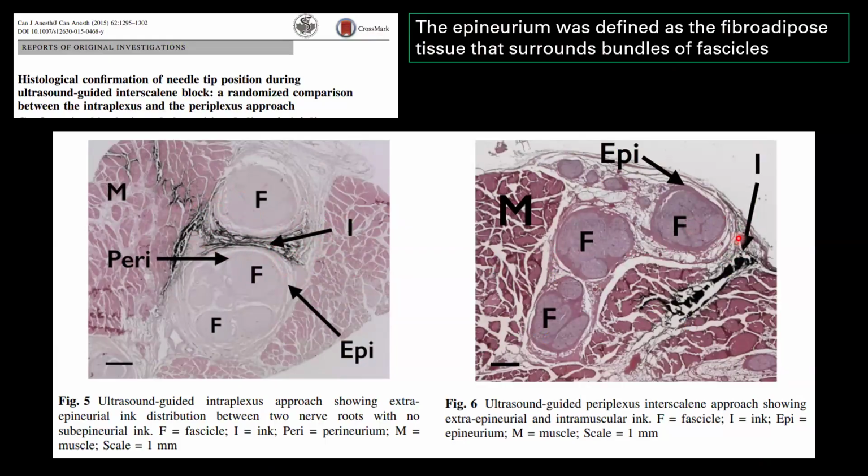While they injected the periplexus, it was quite away from the fascicles, and there was also some intramuscular ink, but none of the nerves were injured here. Neither was it injured here, but they don't advise injecting in this particular fashion.